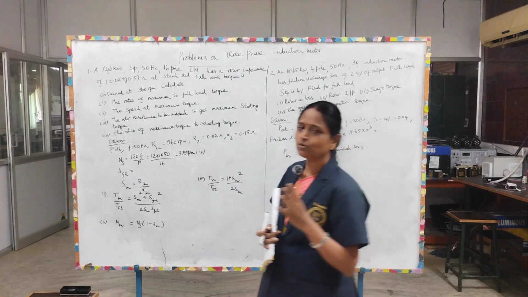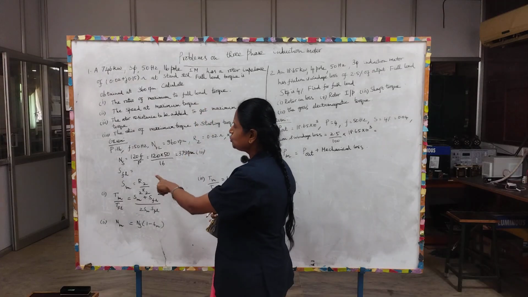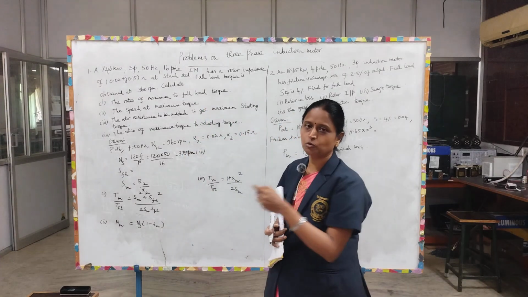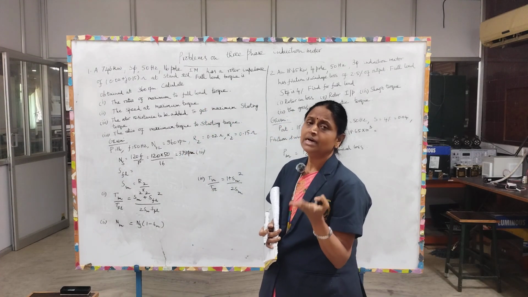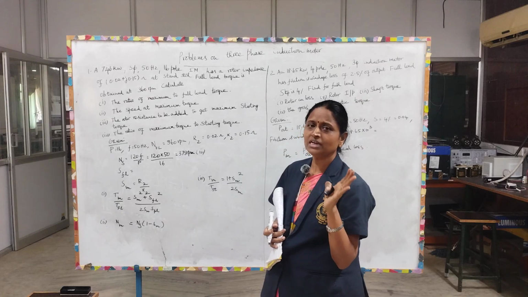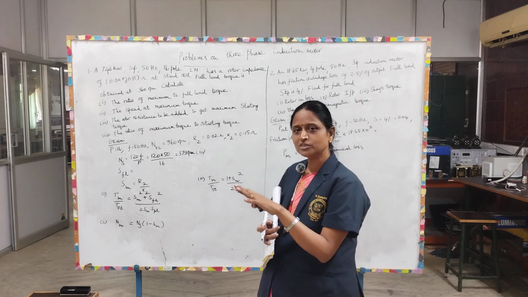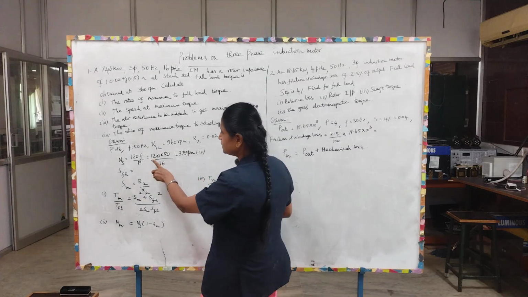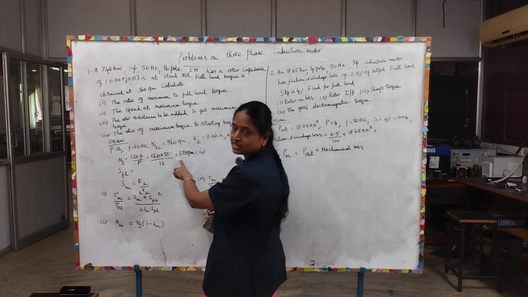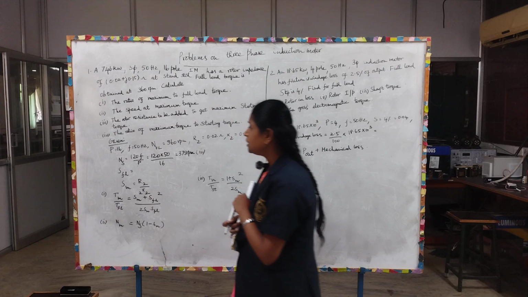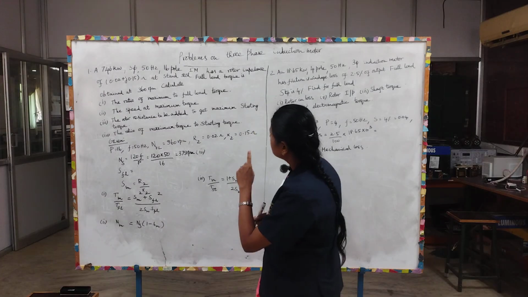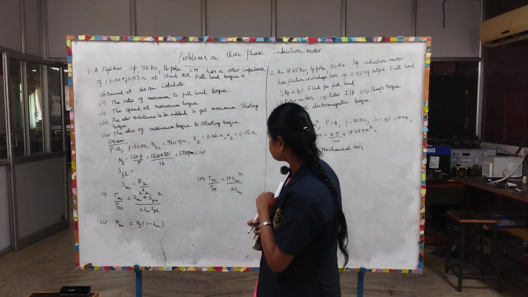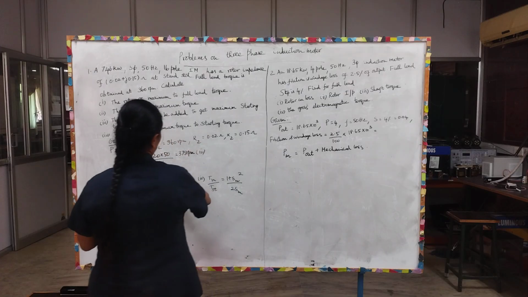So in order to calculate the full load torque, we should know about the full load slip. So we know already what is a slip. It is nothing but the difference between synchronous speed and actual speed expressed as percentage of synchronous speed. So we have calculated the synchronous speed and we are getting it as 375 rpm. Now we have to know about full load slip, that is SFL.